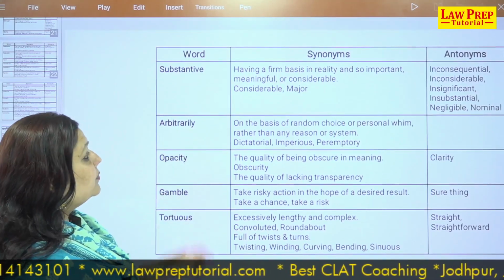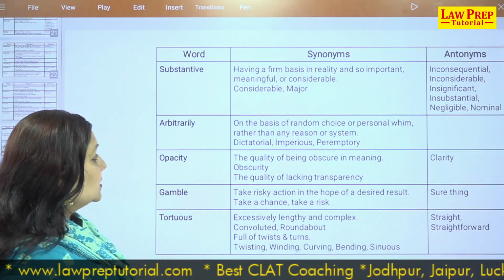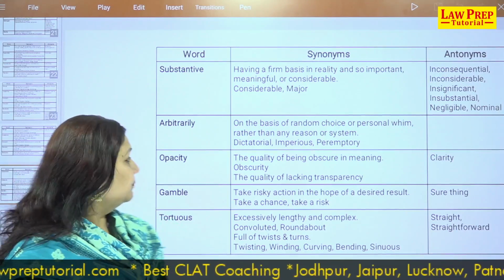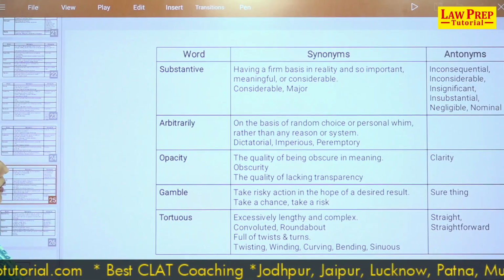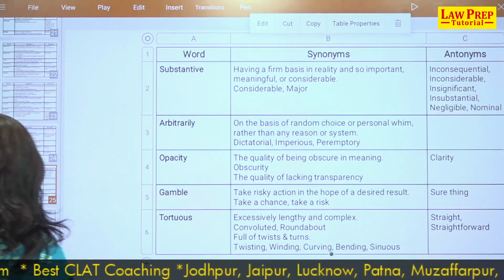Arbitrarily: on the basis of random choice. Your choice changes on the basis of personal whim. It is imperious or peremptory in your decision. We take up the next word, which is very, very important, the word opacity.